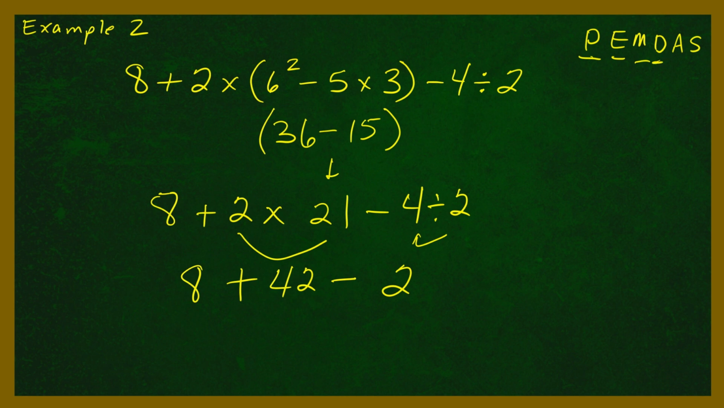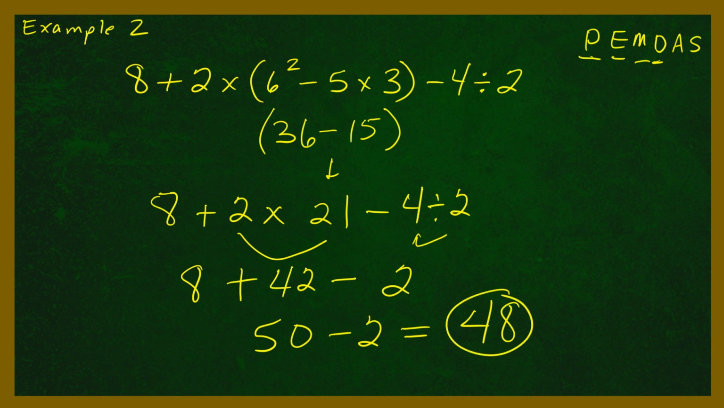Okay, moving on to addition and subtraction, going from left to right. We have 8 plus 42, which gives us a value of 50, minus 2, that will give us a solution of 48. Wonderful. I hope this is making sense. If not, we do have one more example to cover. Moving on.